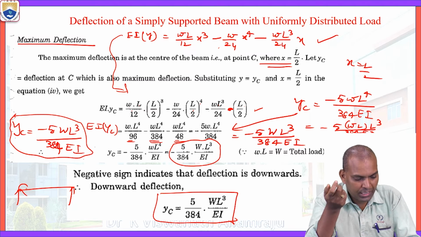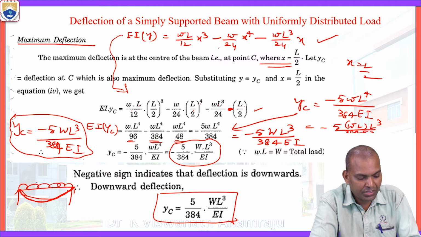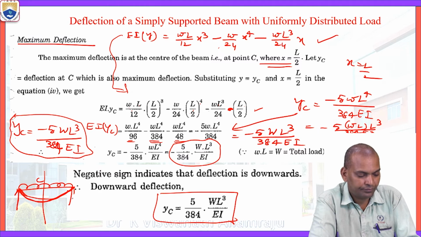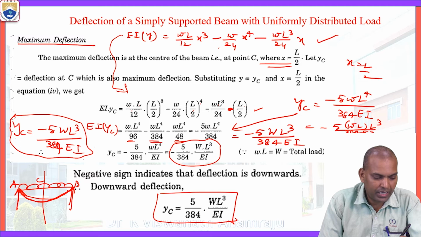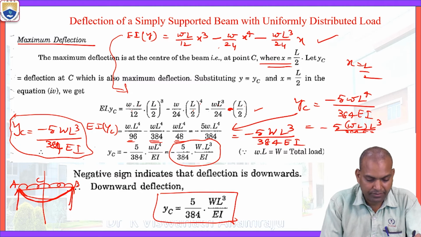When the UDL is acting, the deflection is in the downward direction. The maximum deflection is taking place at the center, point C. There is a point A and a point B. So 5 times WL cube by 384 times EI.